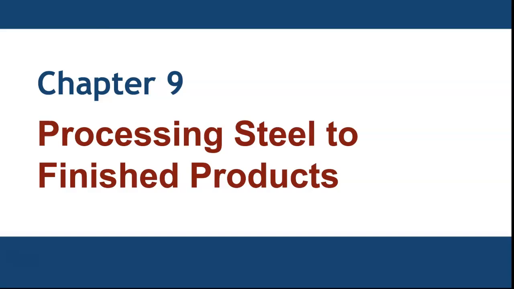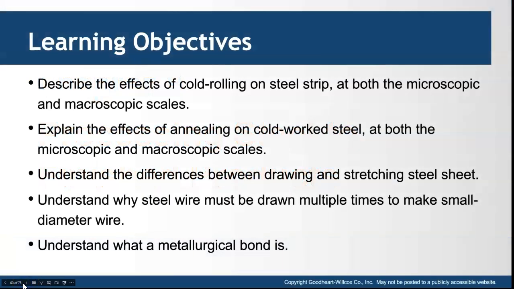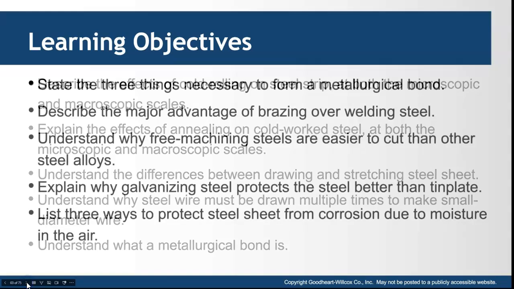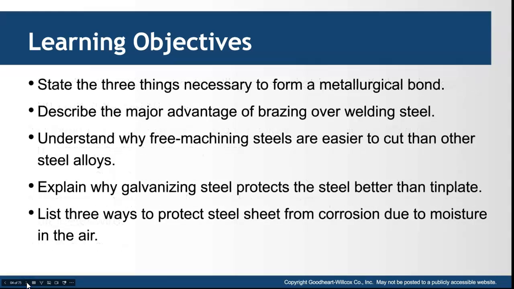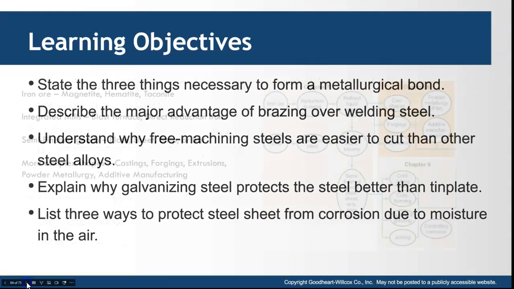So, Chapter 9 is about the processing of the steel to what's referred to as a finished product, or how we will actually get and use a lot of this material after it comes to us from the steel mills themselves. So, again, these are the learning objectives. You can go ahead and stop the video and read through those, or you can also see them in the chapter text for Chapter 9.